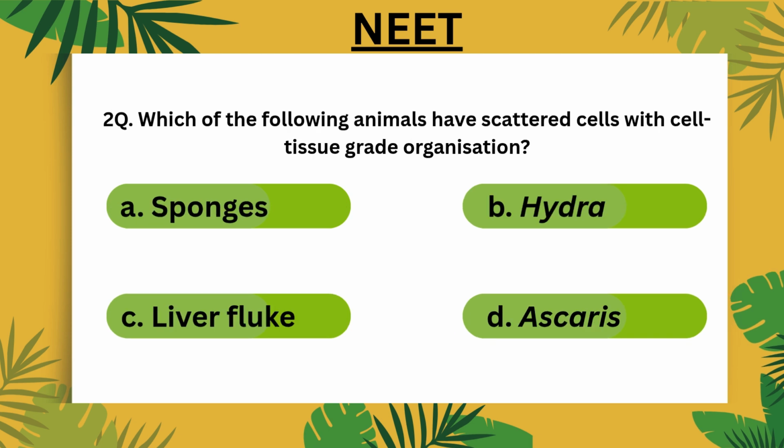Second question. Which of the following animals have scattered cells with cell tissue grade organization? A. Sponges. B. Hydra. C. Liver fluke. D. Ascaris.